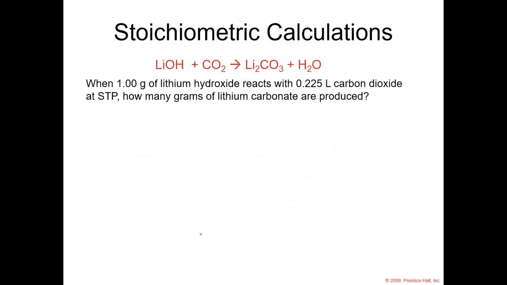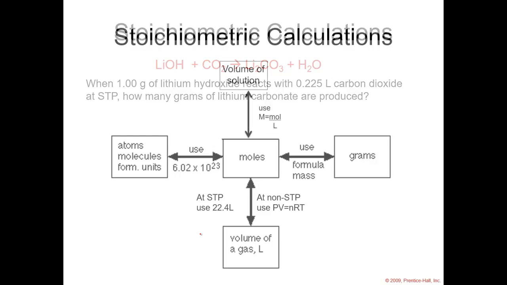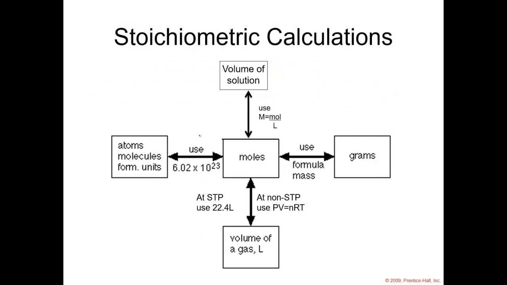Okay, so let's just go back. For stoichiometry, you have to think about all the ways that you can go from moles to other units. Certainly, if you're using atoms, molecules, any things, it's Avogadro's number. Moles to grams is formula mass. If you're dealing with a solution, the key thing is that molarity is moles per liter. So you've got to use that. If you're going between moles and volume of a gas, if you're at STP, it's pretty easy with 22.4 liters. If you're not at STP, you have to use PV=nRT. Okay.